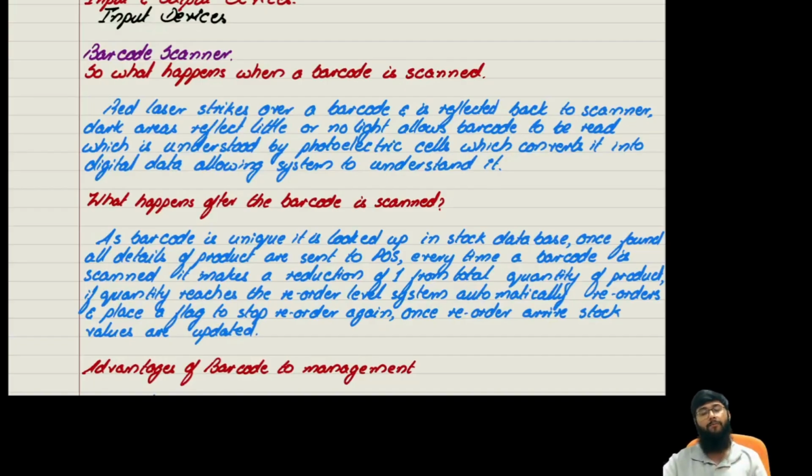Okay, so yeah, we were discussing that each and every barcode is unique. So as soon as the barcode is scanned, it goes into the database. Once it is in the database, the barcode will be looked up to see whether that barcode is available or not. As soon as the barcode is found, there is a decrement of 1, because once that barcode has been scanned, there is a reduction of 1 in the total quantity.